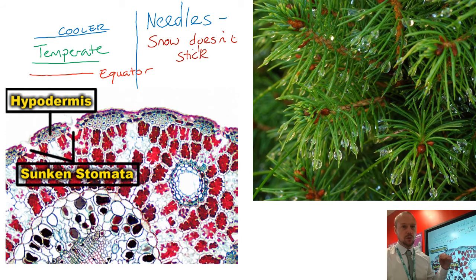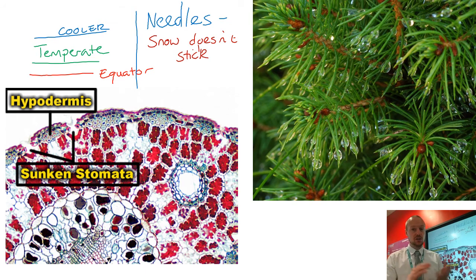One of the reasons why they have needles is that snow doesn't stick to them, so it doesn't weigh the tree down and it doesn't snap branches. So they've evolved them so water drips off, and they don't get weighed down by too much snow sticking to them. So you can say one reason why conifers or evergreens have needles instead of leaves is that snow doesn't stick.